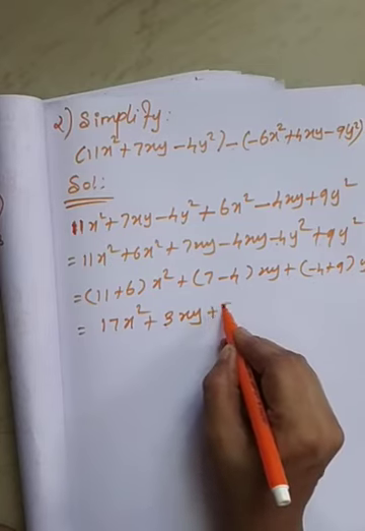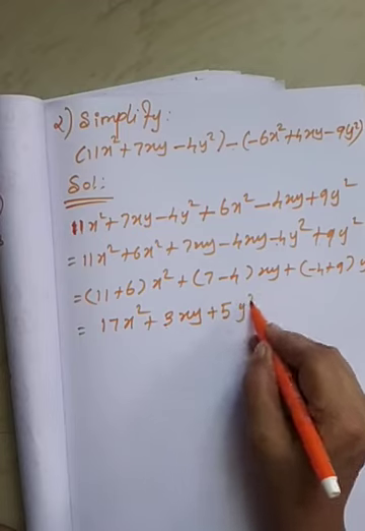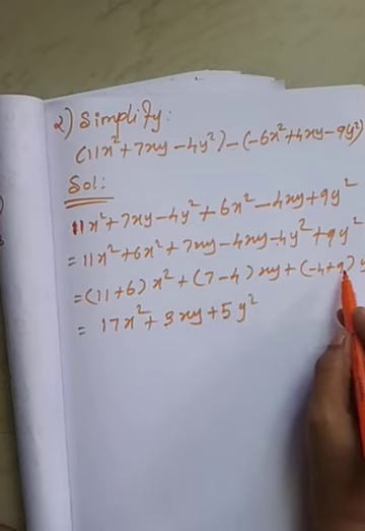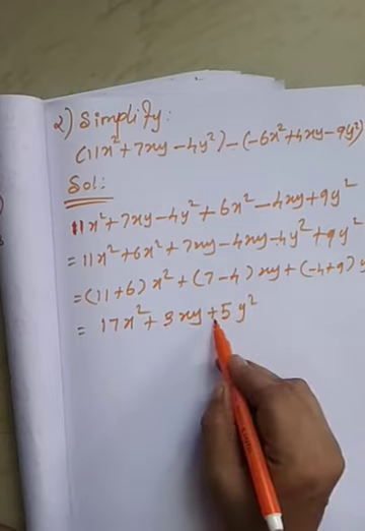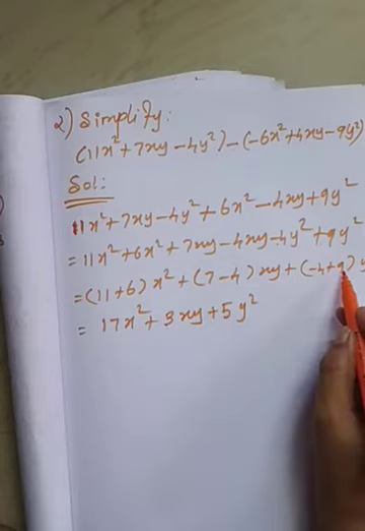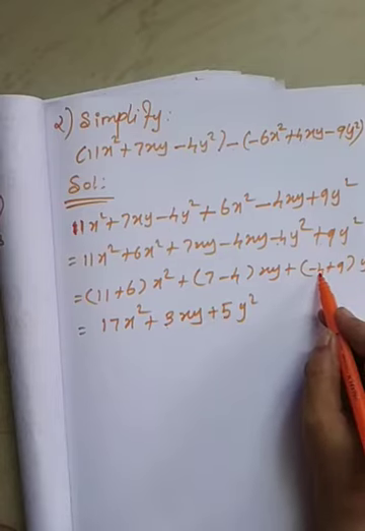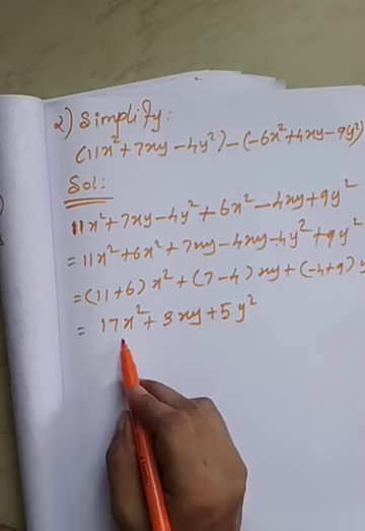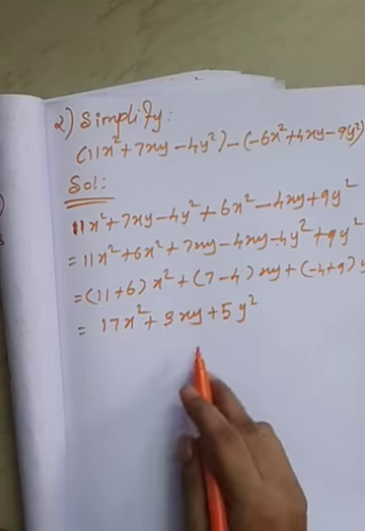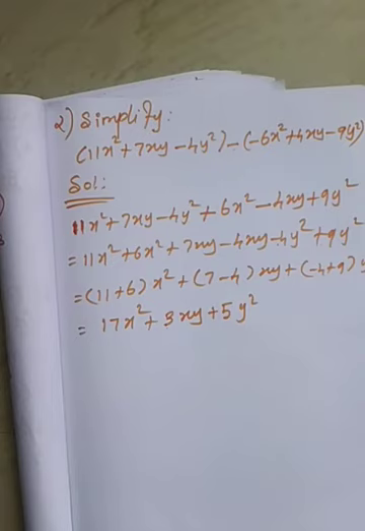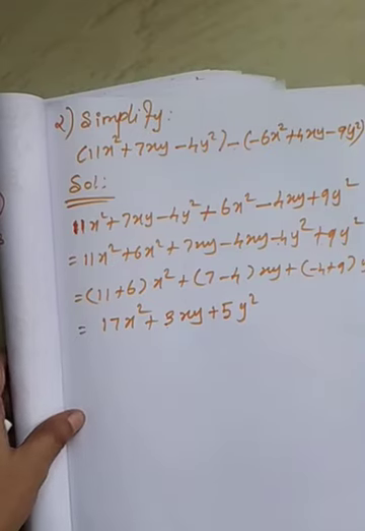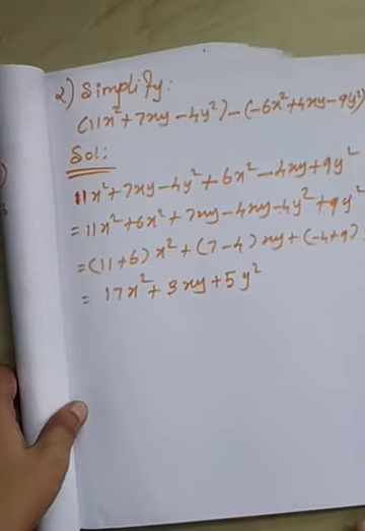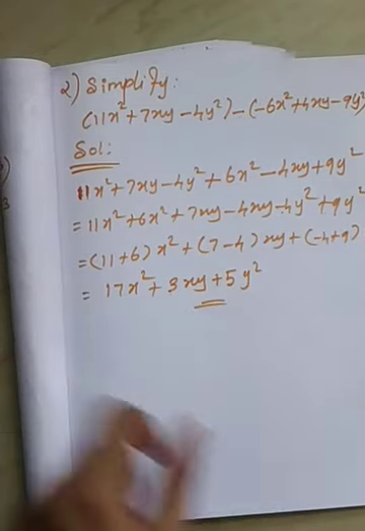5. Directly you can put 5 y squared, or otherwise which one is the largest? 9. And that sign you have to put. After that you have to subtract largest value to smallest value. What is 9 minus 4? 5. So your answer is 17x squared plus 3xy plus 5y squared. Everybody clear? Okay.